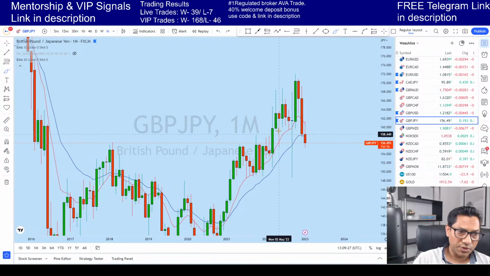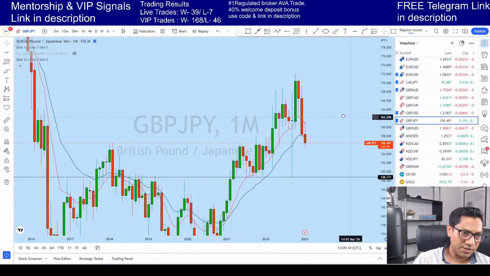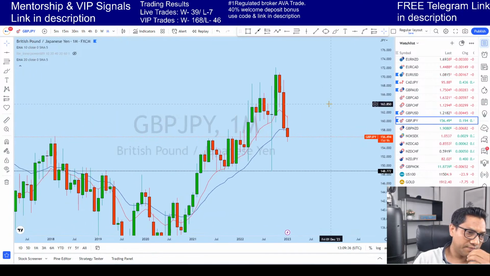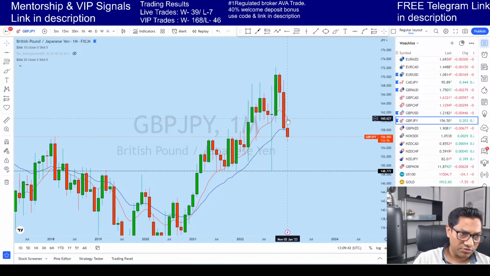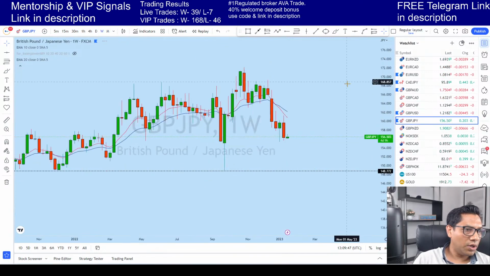Now this is what I was predicting for a long time, that GBP JPY may even come back to this monthly level of support, which in fact looks like the price might do that. This is the third month after retracement to the upside, we see another wave of drop. So let's look at weekly.